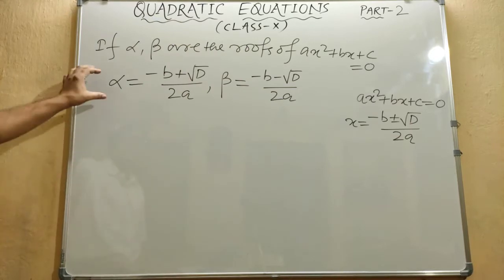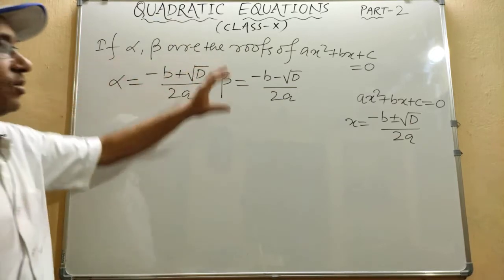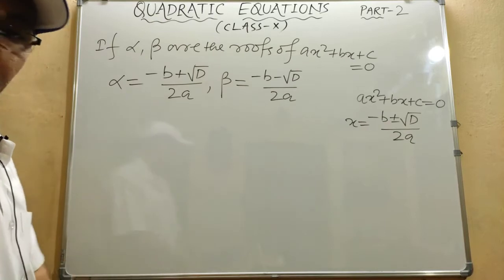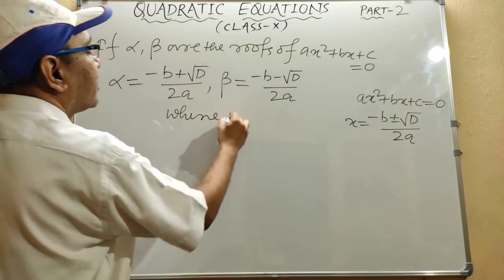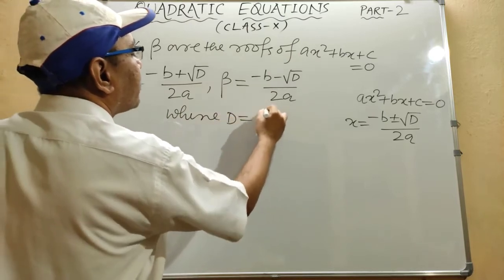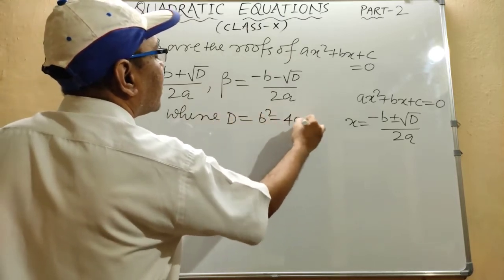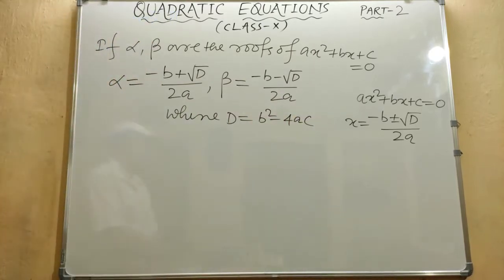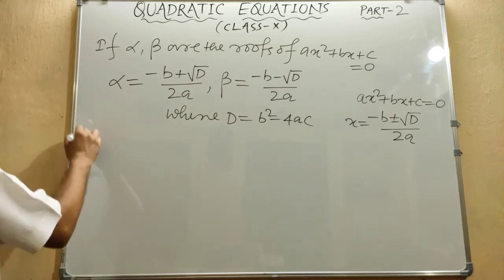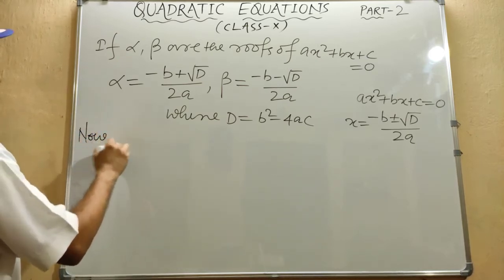Here we are taking the first root as alpha and the second root as beta, where d is b square minus 4ac. This is written as d, called the discriminant of the quadratic equation. Now you see a very important result.